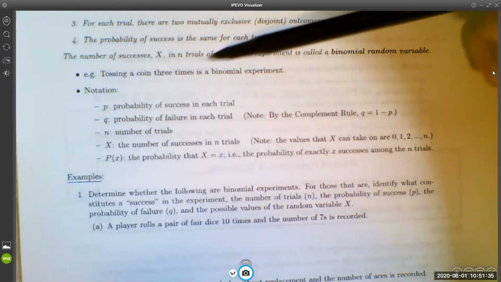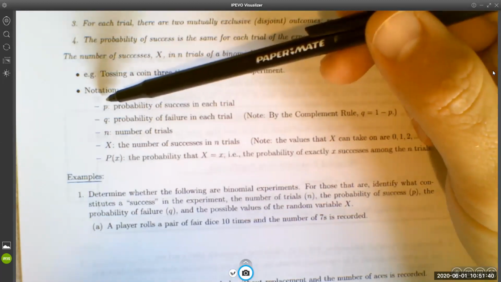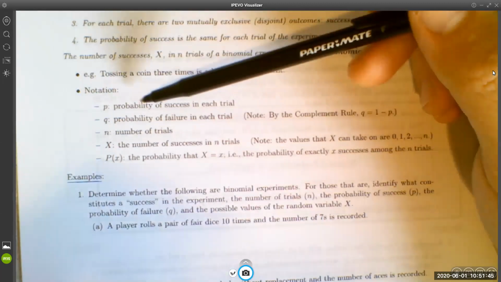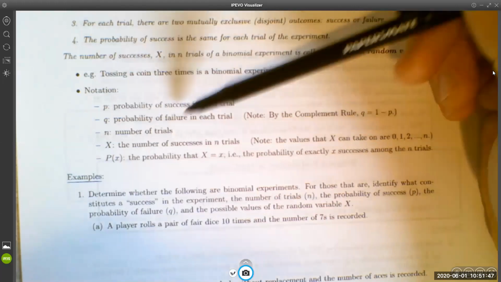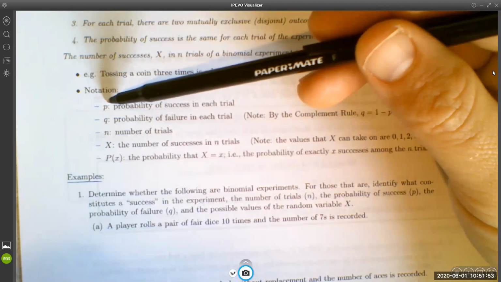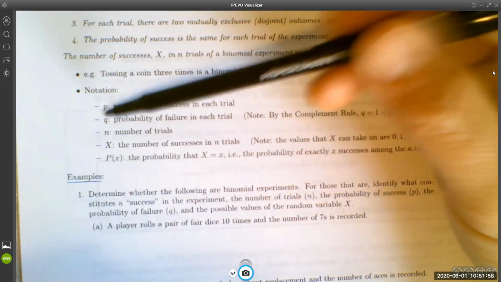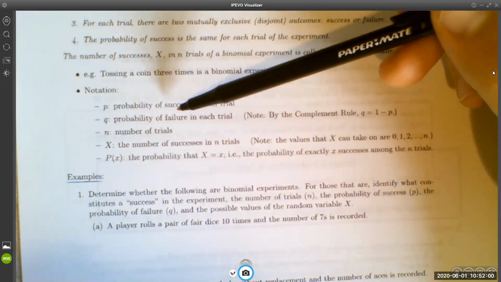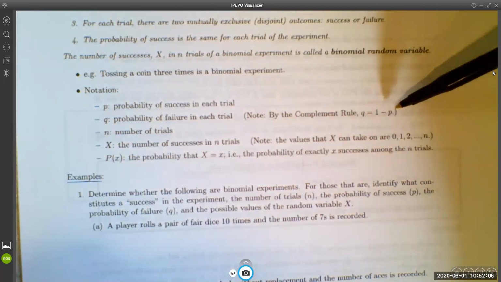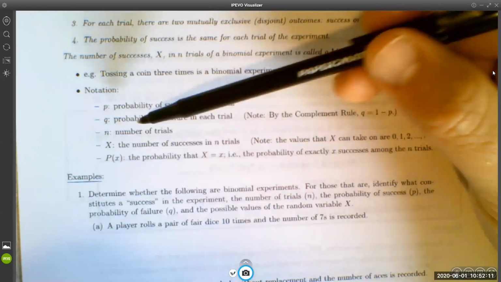When you're doing binomial experiments, we're going to use this notation, okay? A lowercase p is going to stand for the probability of success. The probability of success is the same in each trial of the experiment, so you don't have different probabilities, right? They're all the same. So p is the probability of success in each trial. q is the probability of failure. By the complement rule, q is just 1 minus p, right? If you don't succeed, then you fail. So q is 1 minus p, complement rule.